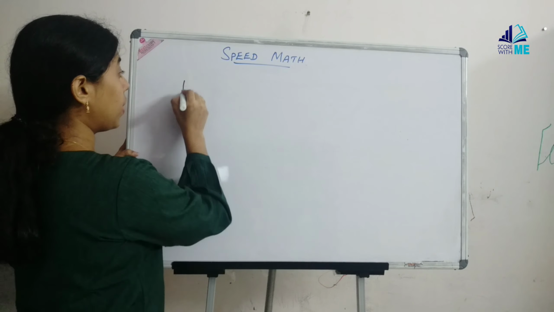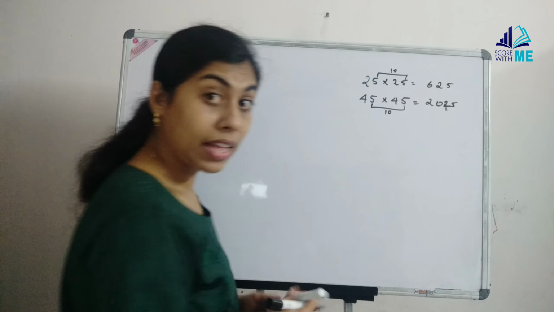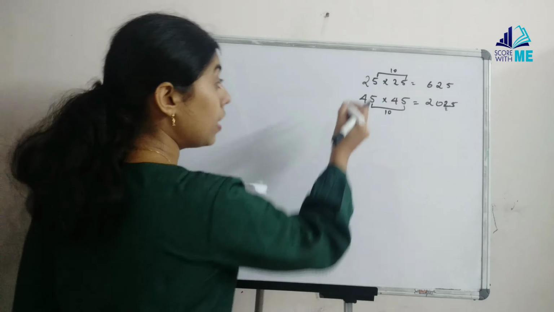These numbers ended in 5, and the sum of these digits, 5 plus 5, gives us 10. Here again the sum of 5 and 5 gives us 10, and see the numbers that are in the tens place. In the tens place you have got 2 and 2, that means they are the same. Here again 4 and 4, these are the same.